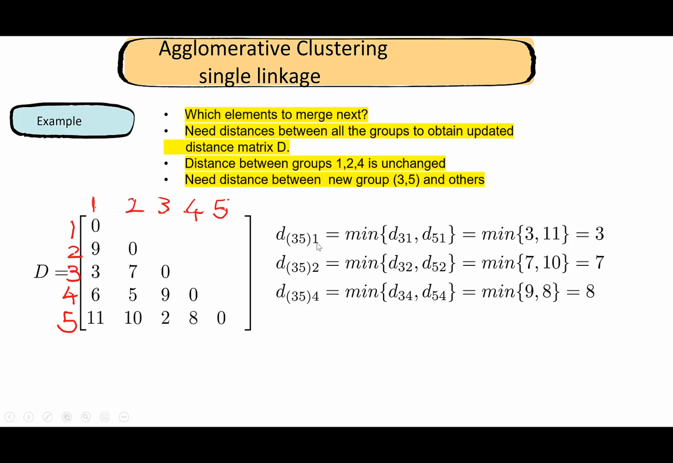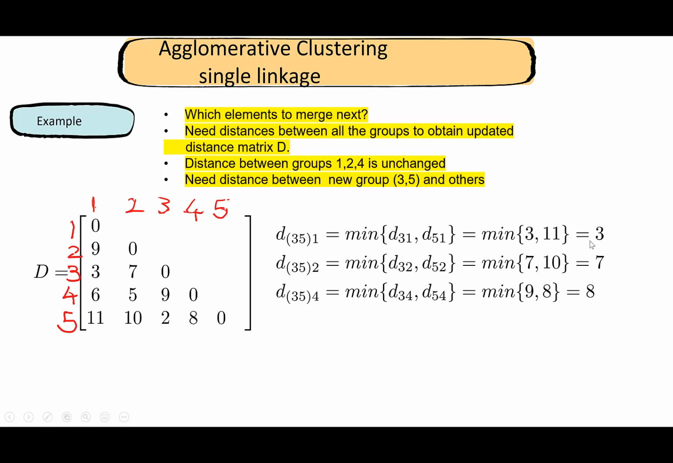Let's see here. The distance between group 3 and 5 and group 1, according to the exercise that we saw earlier, is the minimum of the distances between all of its elements. So the minimum of D31, that's the distance between 3 and 1, and D51, 5 and 1. The distance between 3 and 1 is 3, and the distance between 5 and 1 is 11.